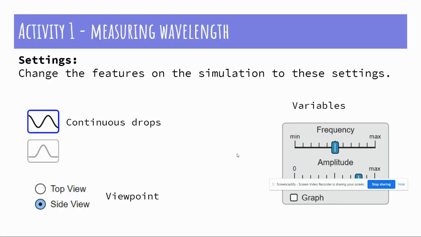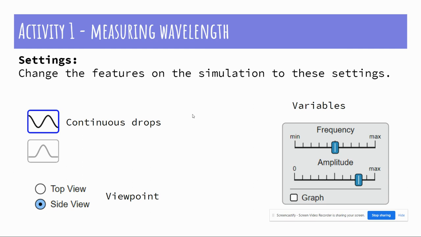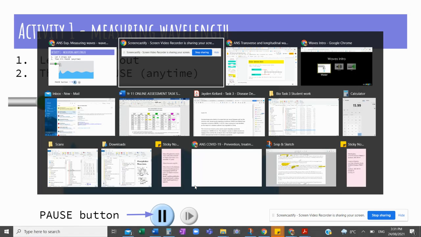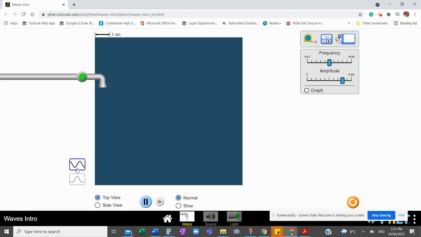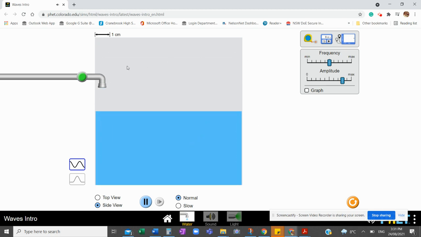Okay, so measuring wavelength. We want a side view, so we're looking at the water going up and down, continuous drops. We're going to have the frequency in the middle and the amplitude up this high, so second from the top. Okay, so let's actually go and do this. I know I've got lots of stuff on here. Here we go. All right, so water. We want continuous, we want side view, and leave everything else as it is.